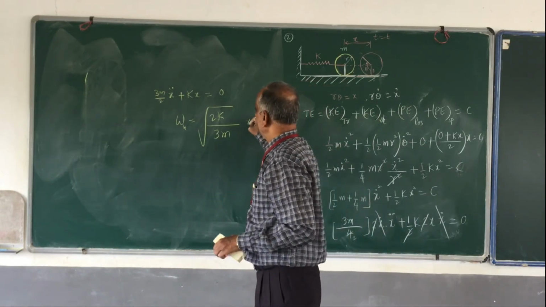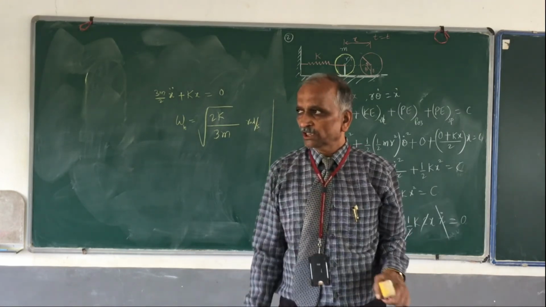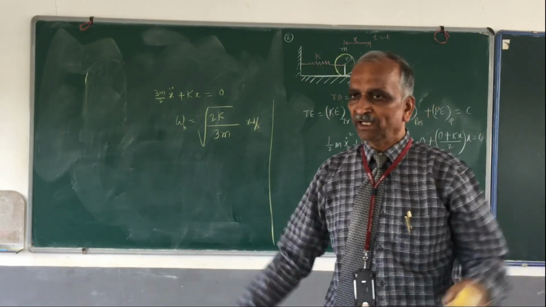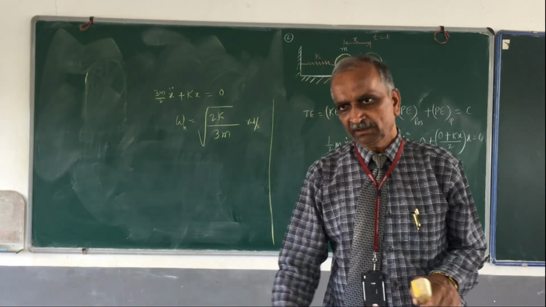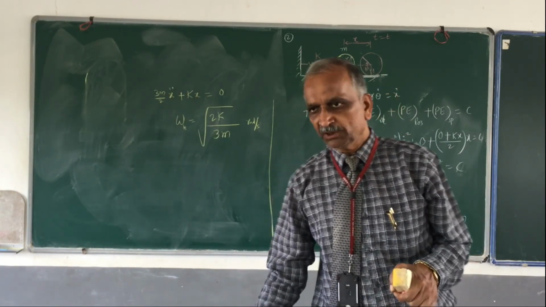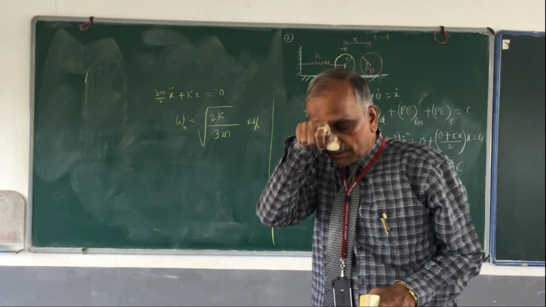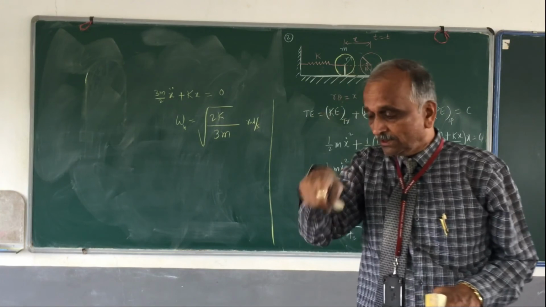Omega n is in radians per second, that is normally used. Whenever we express frequency with omega, it is always radians per second. If I use f as the notation to indicate frequency, then it is always cycles per second, or what is called hertz.